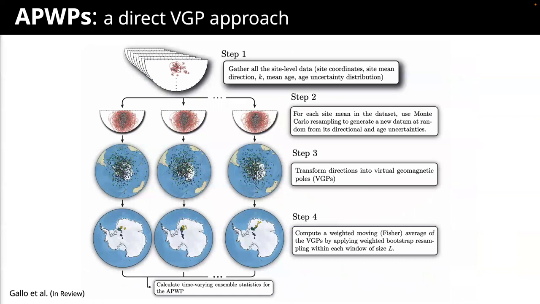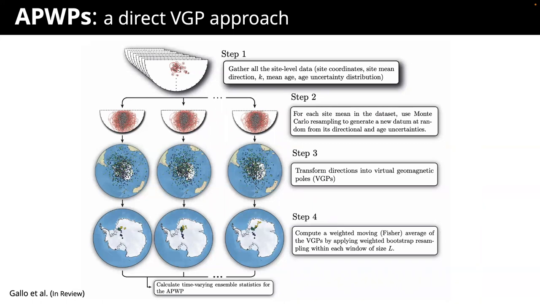Okay, so this is one busy slide that's just meant to communicate the essence of how this framework works. The first thing we do is we take all of the site level data from all of the studies, and it goes into a big bin or big box. Then we draw them out one by one, and we redraw a new direction and a new age from the uncertainties assigned in space and time to that particular site. So at this point, we're working parametrically because this is the base of our framework, right? So we're doing Monte Carlo resampling.